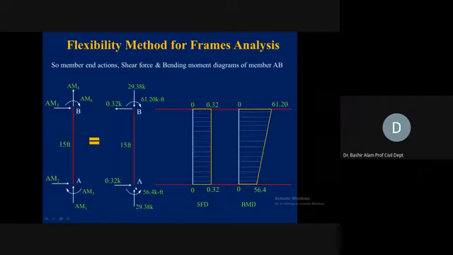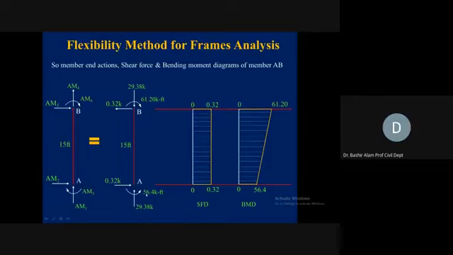Because of 0.32, this is 0. Now this is the baseline. We come to the right by 0.32. It is pushing this to the right by 0.32. We don't have any load, so it is constant. And because of 0.32, it is coming back to its 0 position. Shear force diagram is drawn.